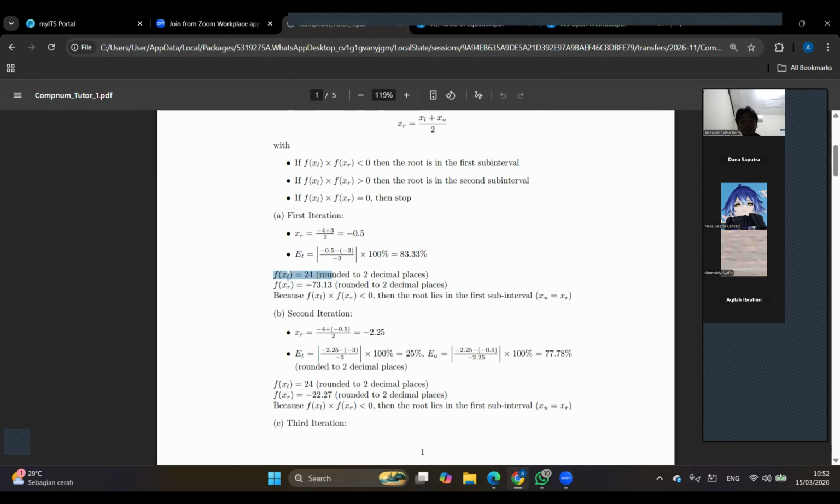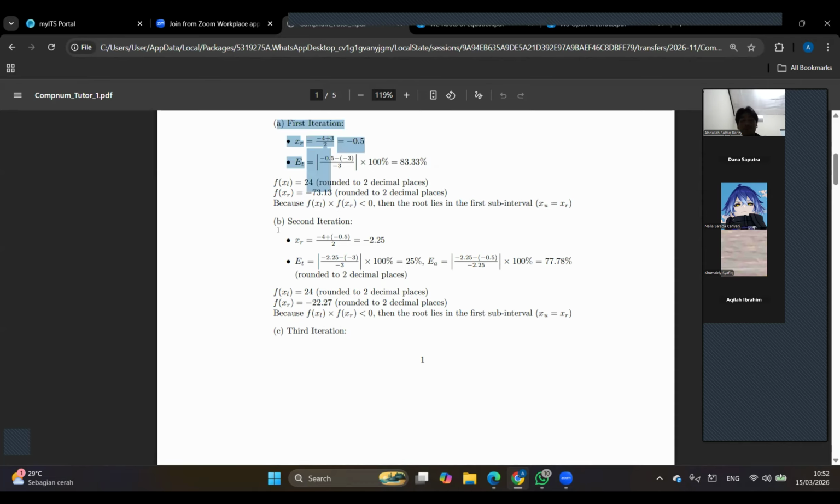After you get those two, you multiply them and see whether it's bigger or lower. Because the result of fxl times fxr is less than 0, we conclude that the root is in the first subinterval, on the left. Because of that, we transfer the value of xr to xu, the upper bound. After this, we go to the second iteration. We search for xr like the previous one, and we also search for the true error, and it ends up being 25.